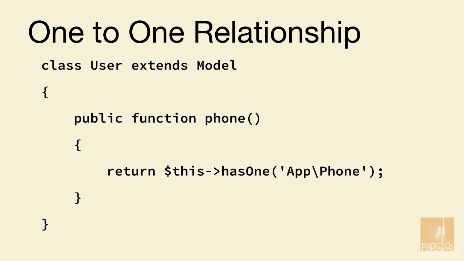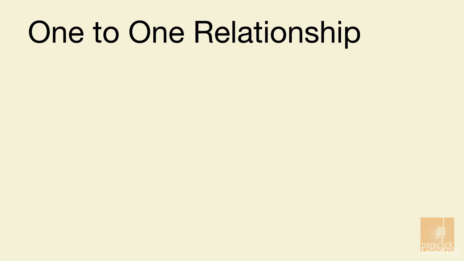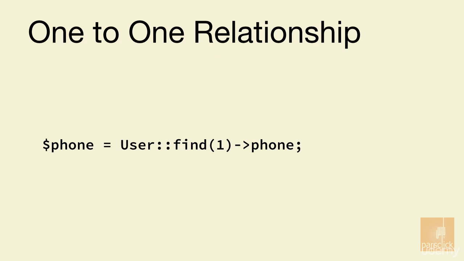The first argument passed to the hasOne method is the name of the related model, as I said earlier. Once the relationship is defined, we may retrieve the related record using Eloquent dynamic properties. Dynamic properties allow you to access the relationship functions as if they were properties defined on the model. So, as I said, you can actually use that.